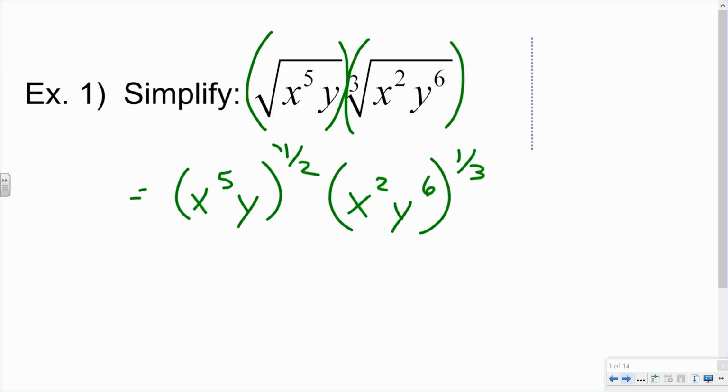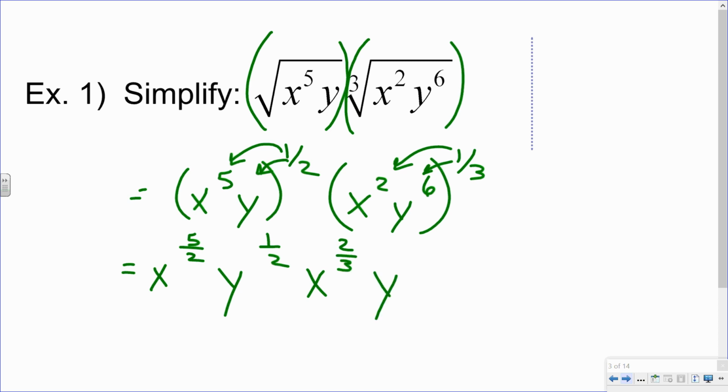So then we apply the exponent to each thing that's in here. So we have x to the 5th to the 1/2, so we multiply those and have 5/2. And we have y to the 1/2. And then here we apply the 1/3 to each part in there. And we have x to the 2/3, y to the 6/3, but 6/3 simplifies as 2.